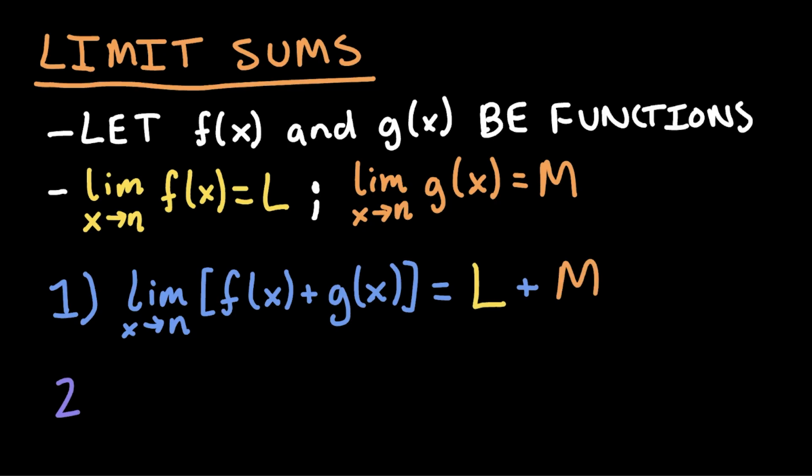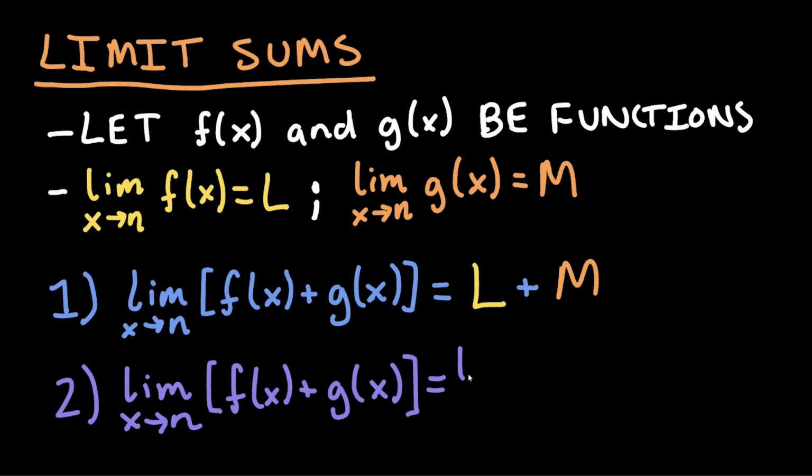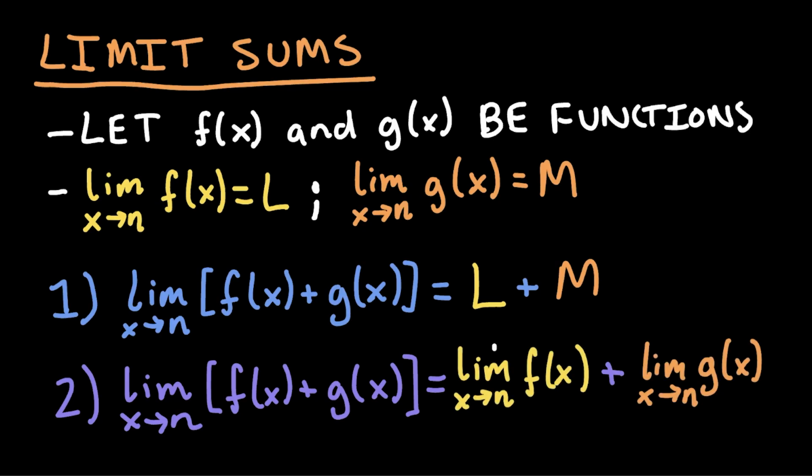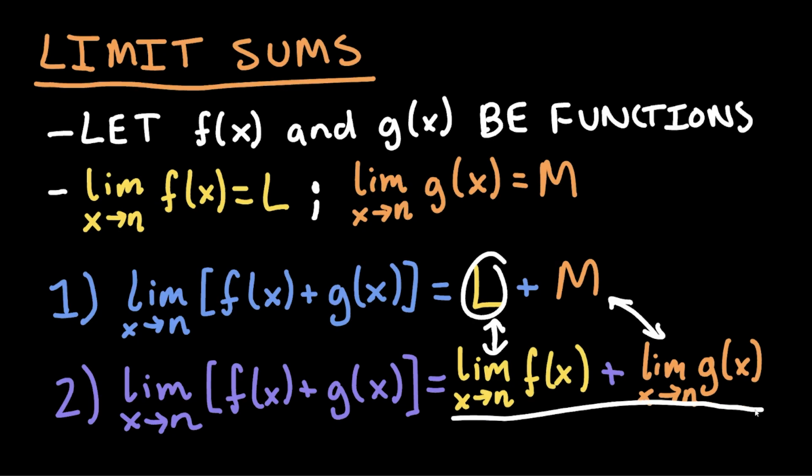The second way to write this rule, and I would say is a little bit easier to remember, is the limit as x approaches a number of what we had earlier equals the limit as x approaches a number of f of x plus the limit as x approaches the same number of g of x. Essentially, the only difference between these two is that we're substituting the limit for L instead. It's a little bit longer, but for me, this is a little easier to remember.